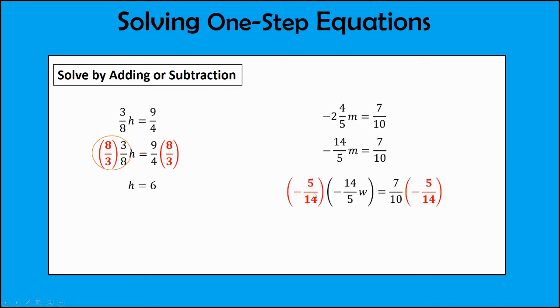Multiply by the reciprocal, negative 5/14. If you look at the left side, the 14s cancel, the 5s cancel. Negative times negative, this is positive 1 right here. On the right side, we can cancel some stuff out, and we're going to get negative 1/4. The positive times a negative is a negative, and then my cross canceling gave me this.